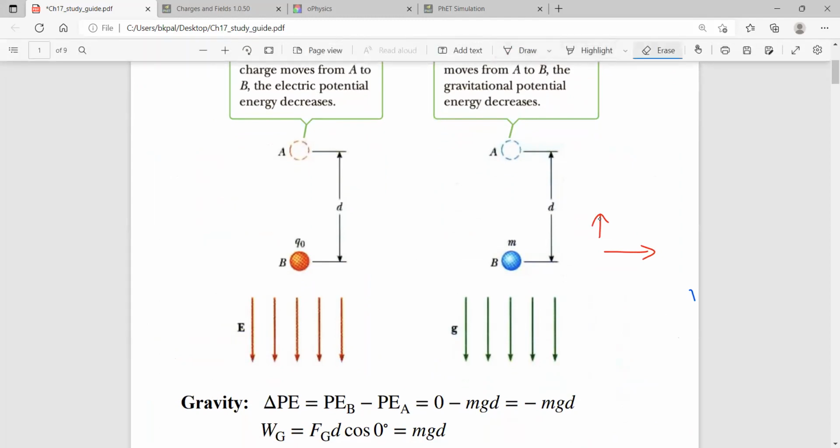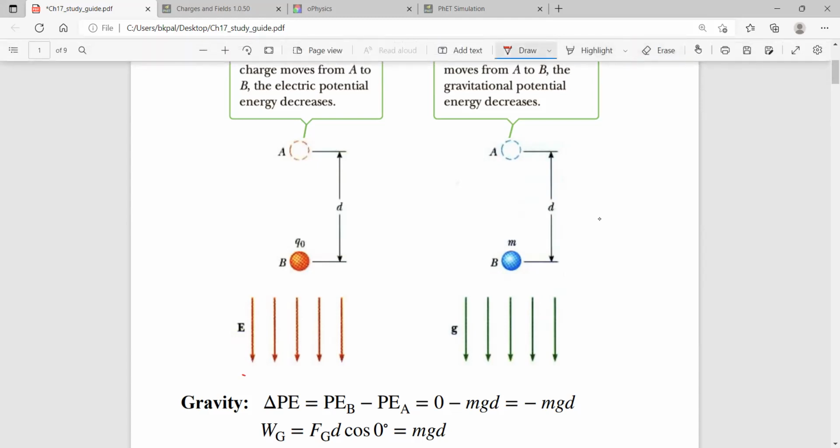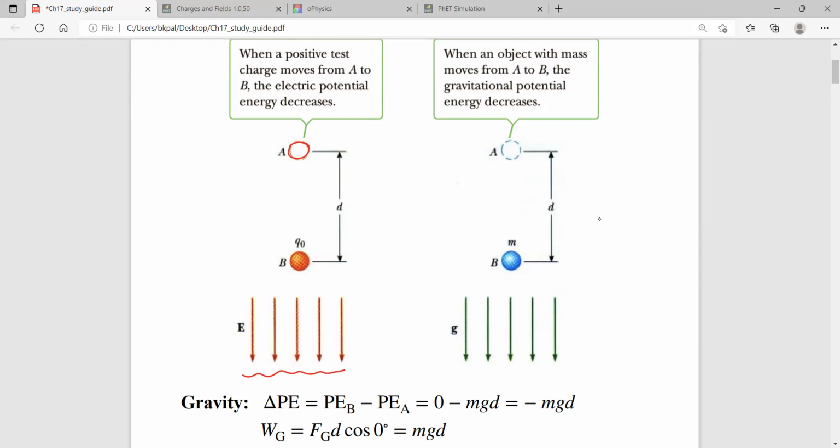Okay, all right, so let's say we have an electric field, this electric field. And if we have a positive test charge here at point A, and if we release it, we will see that similar to the gravitational potential energy, it will automatically go in this direction, in the direction of the electric field.